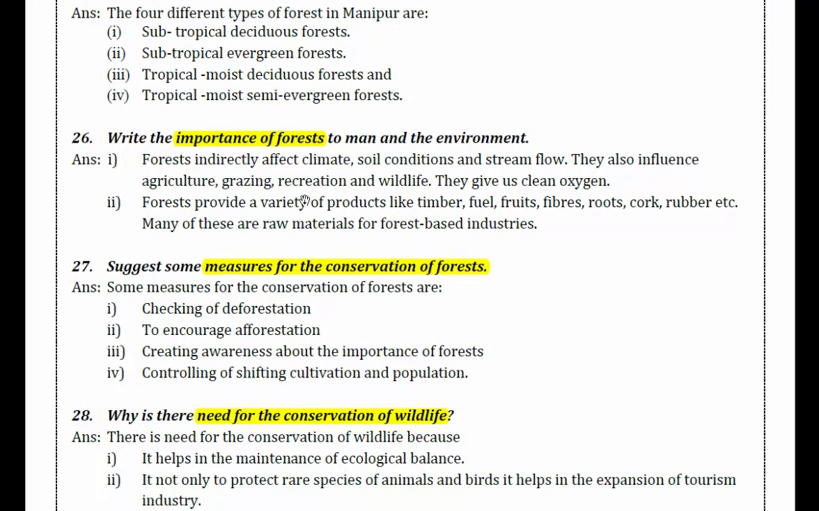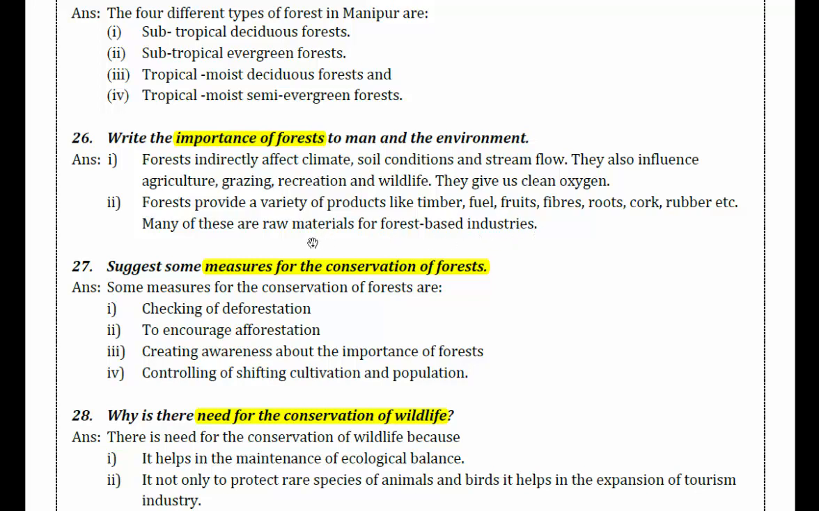Then 26, importance of forests. Forests indirectly affect climate, soil conditions and stream flow. So forest is important because of that. They also influence agriculture, grazing, recreation and wildlife. They give us clean oxygen. And secondly, forests provide a variety of products like timber, fuel, fruits, fiber, roots, cork, rubber, etc. Many of these raw materials are used for forest-based industries.